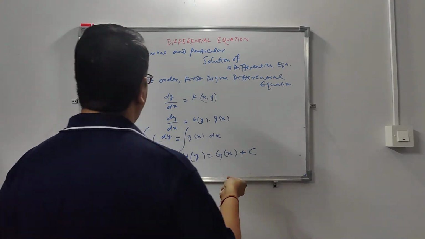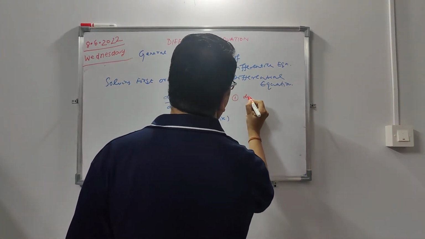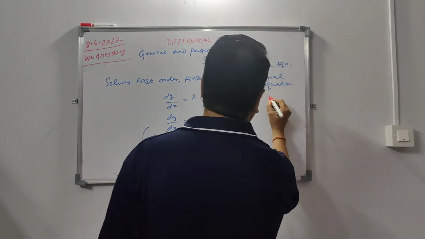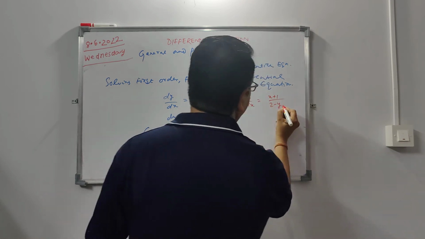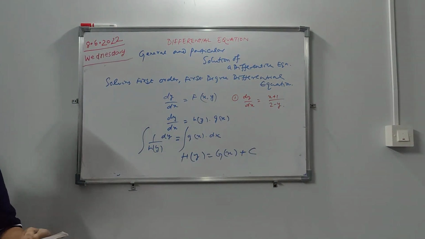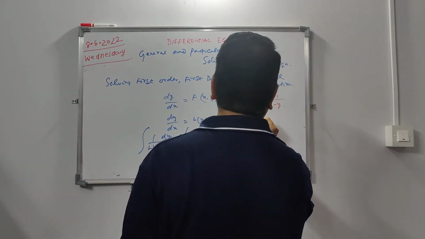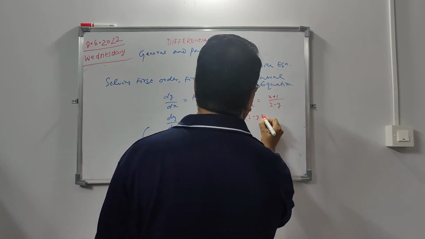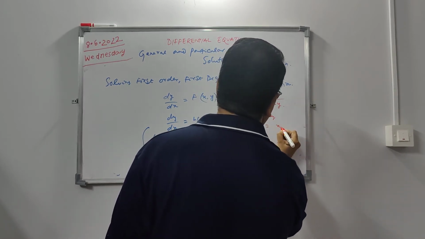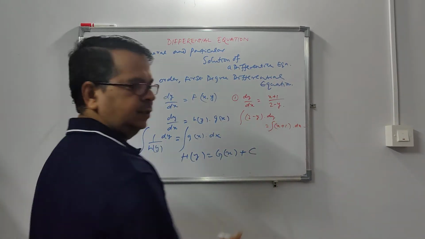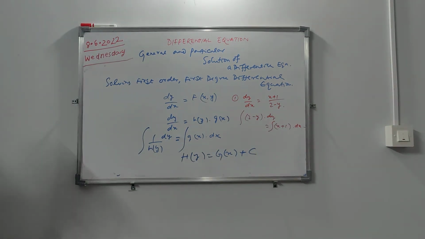So let us say one numerical: dy by dx is equal to (x plus 1) divided by (2 minus y). Okay. So then what I have to do here is, I'll say (2 minus y) into dy is equal to (x plus 1) into dx. Right? Now I'll start integrating both sides. So using the integration formula, I'll come up with a general solution of this.